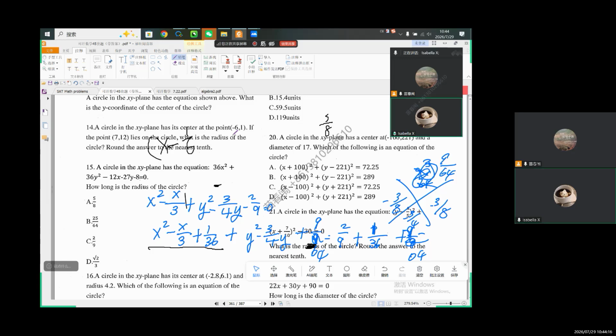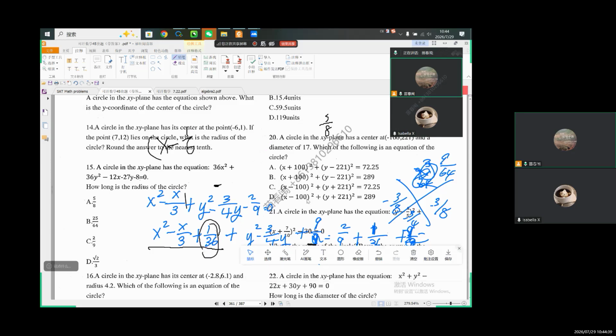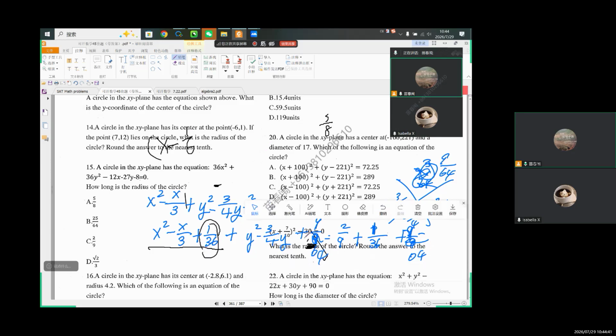Okay, wait, I'm trying to figure out the common... how to make them all have the same denominator. Wait, I think right now you can just find r squared. You plus this, and you plus this. I know, I'm trying to figure out how to have the same denominator so I can add them.